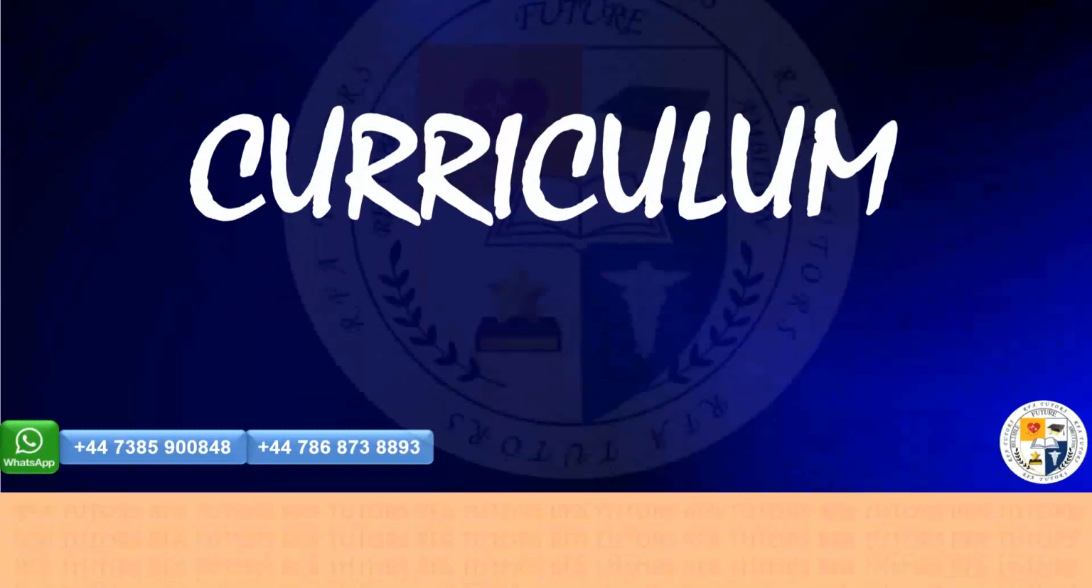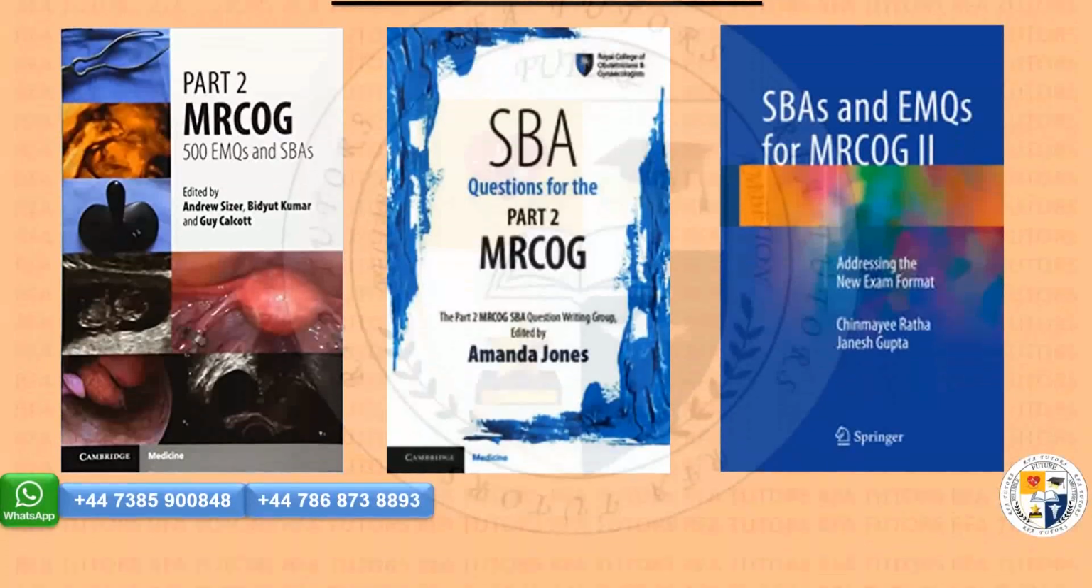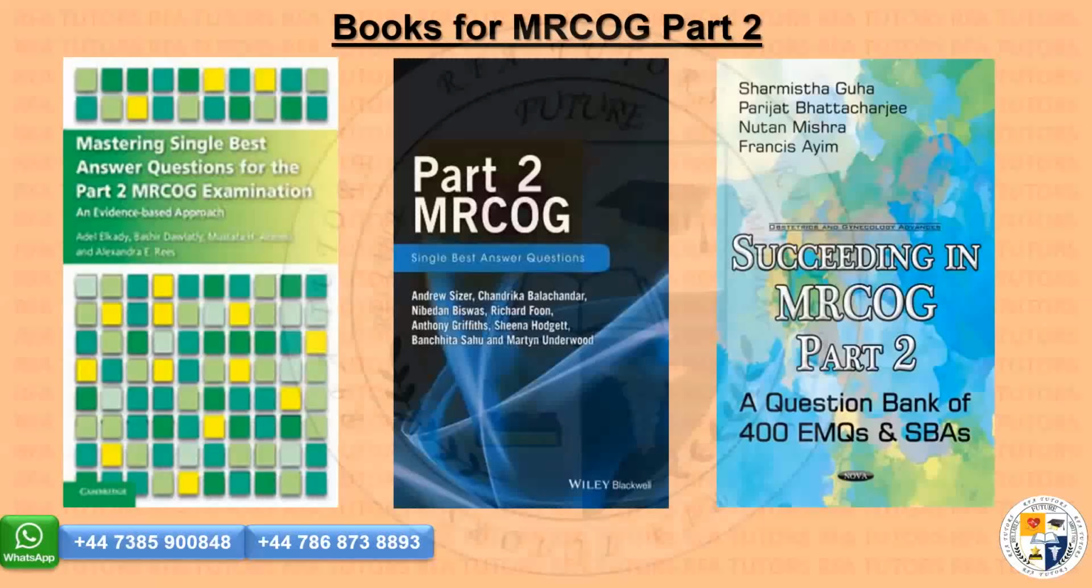We've got a long list of books. We've got a beautiful book by Sir Andrew Sizer, Sir Tahir Mahmood, Amanda Jones, Sir Janesh Gupta. We've got a beautiful book by Sir Mustafa. We've got Sir Andrew's older book, that's wonderful.